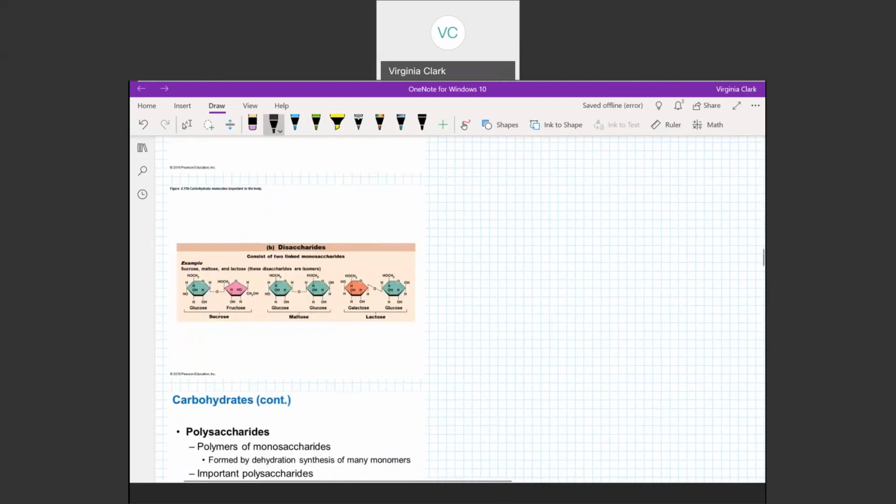When you're looking at these disaccharides, I believe this is actually, depending on the edition of the book you are using, has been wrong in several editions on which disaccharides are named which. So just to double check, the edition has been updated.